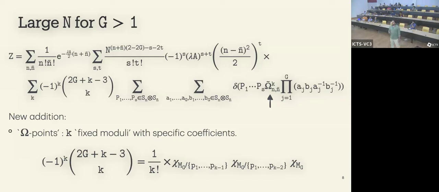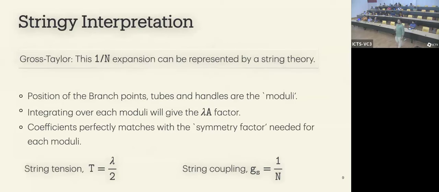Now the omega points' main contribution is this factor, which is just a binomial factor, but it can be written like this: the Euler number of a manifold with S branch points. So that's basically the formula. And k factorial is there to take care of the identical nature of the branch points. If you have k omega points, and they are identical and indistinguishable, that's why you have this k factorial.